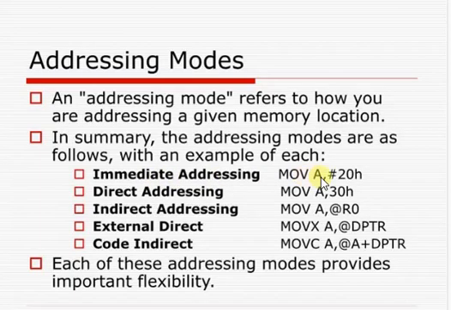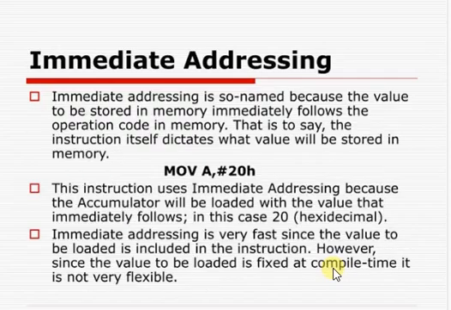Immediate addressing mode, the example is move A, #20H. Direct addressing mode, move A, 3030H. Indirect addressing mode, move A, @R0. External direct, MOVX A, @DPTR. Code indirect, MOVC A, @A+DPTR. Each of these addressing modes provides important flexibility.